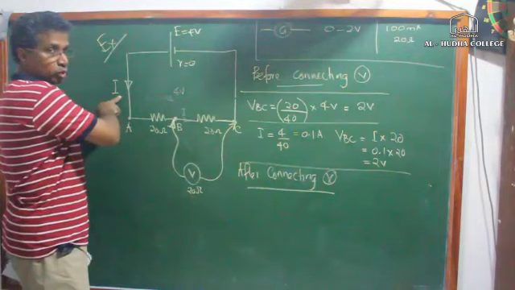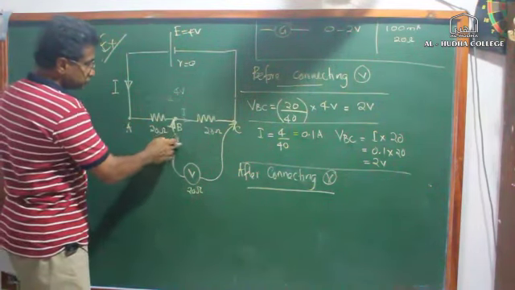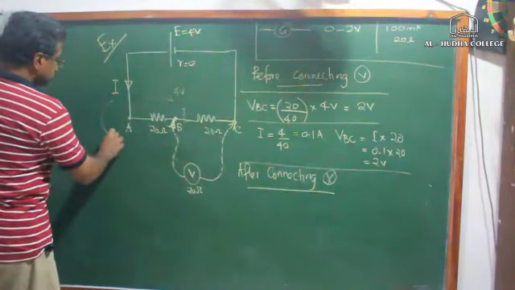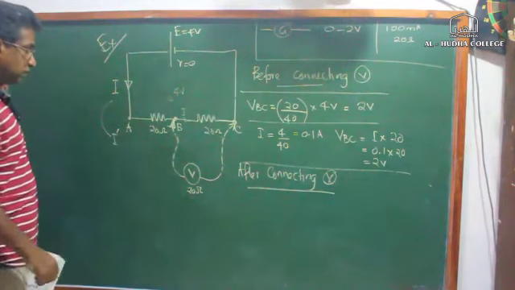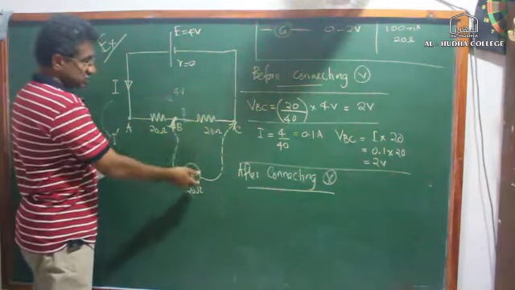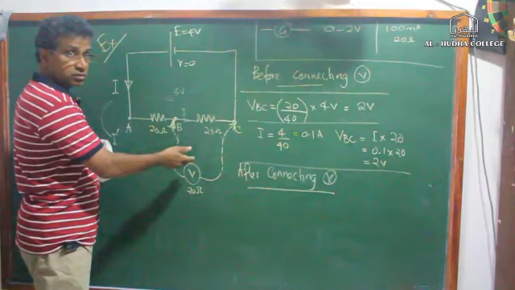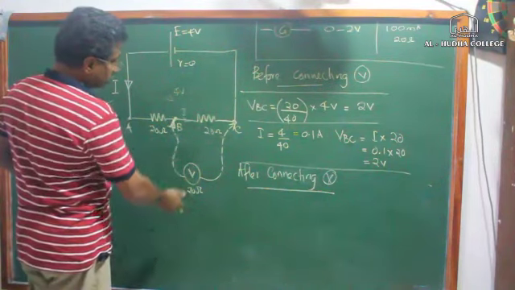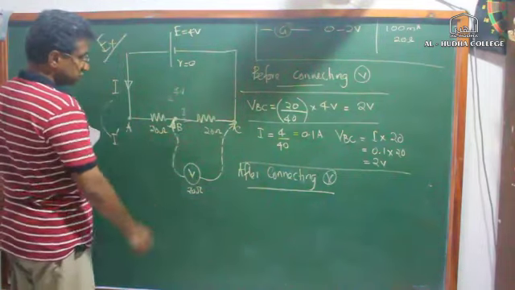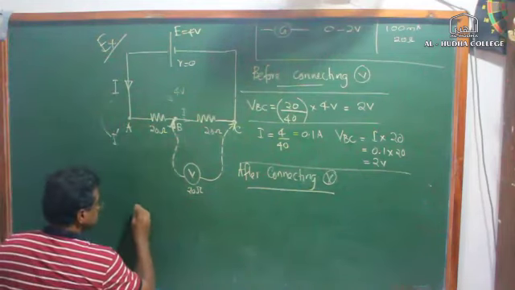This current is no more I, it's I dash, right? So I becomes I dash now. We will first calculate the equivalent resistance between these two, because the two 20 ohm resistors are connected in parallel. So the equivalent resistance is 10 ohm.